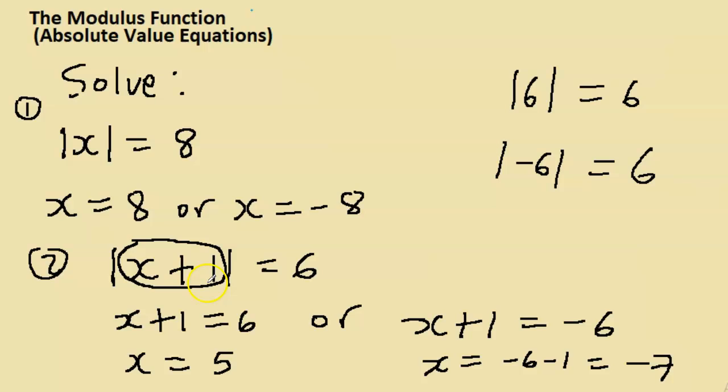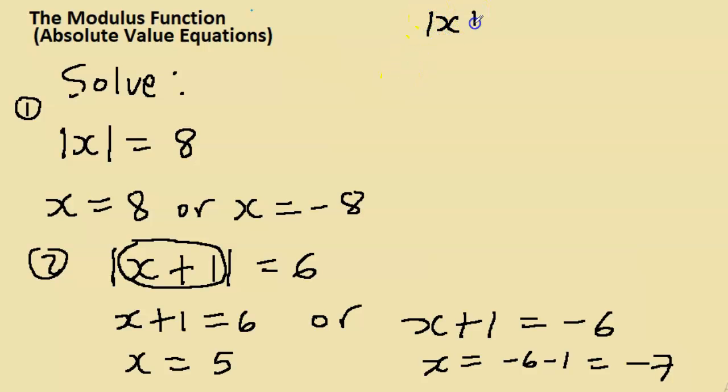And you can test it. If x is 5, you'll have 5 plus 1, so you have a modulus of 6, which is 6. And if x is minus 7, what you'll have is negative 7 plus 1, which is negative 6, and the modulus of negative 6 is 6. Let's look at another way you can do question 2. Well, you can do any of these questions. Let's do question 2 again. The question was modulus of x plus 1 is equal to 6.